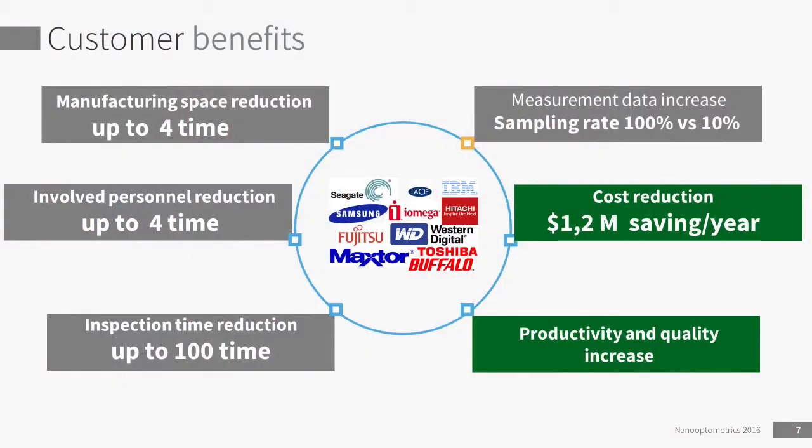What does it mean for him? It's more than 4 times space reduction, more than 4 times less personnel, and what's very crucial for him, inspection time reduction of more than 100 times. It means that they can check the quality of all samples, not 10% as they do now, which means quality increase and productivity increase. In this process they could save $1 million a year, and we are talking about one process. Their production includes more than 200 processes, and in at least 5 of them we can use this technology.